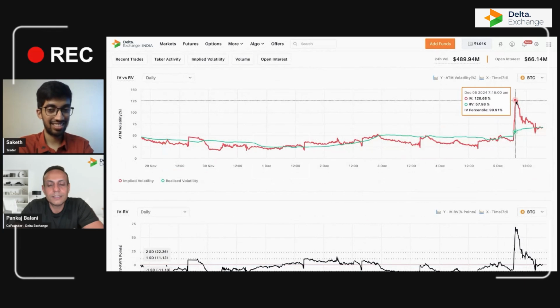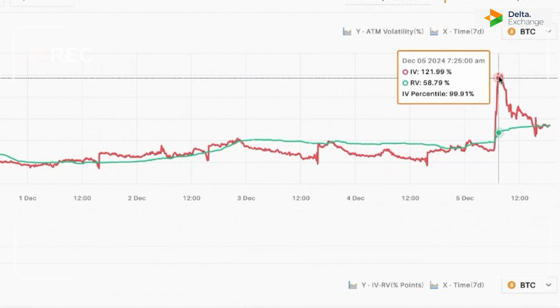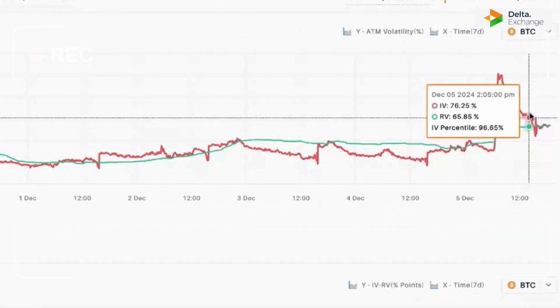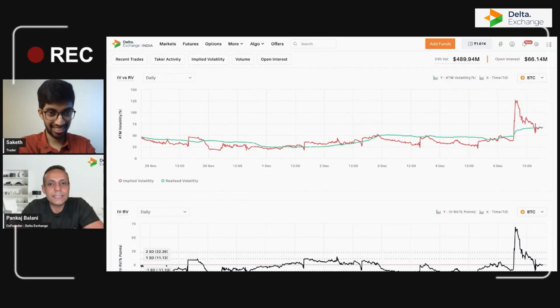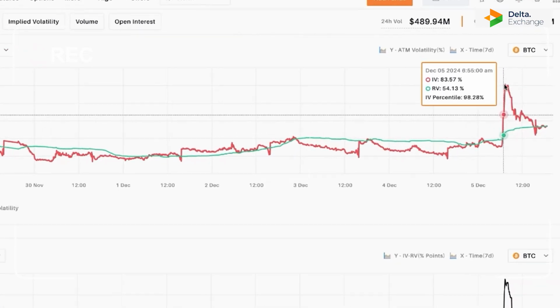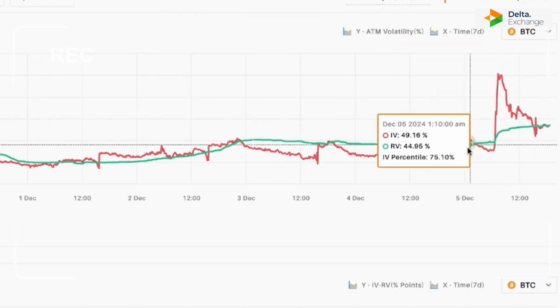So look at this, a 125% sharp spike from 38, and then it dissipated nicely. And this is exactly what you were saying, right? Use the spike to take the position against the trend. And this IV would have spiked, and it dissipated in the next 12 hours itself.